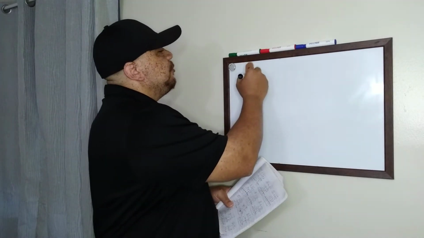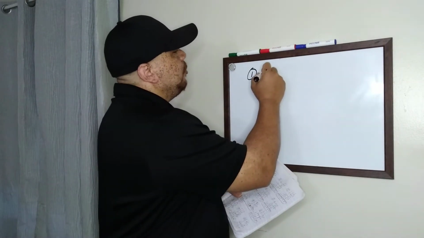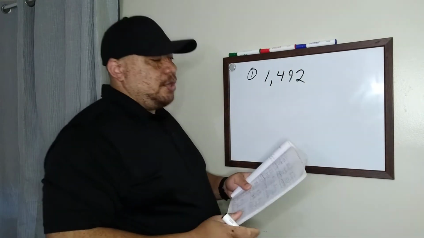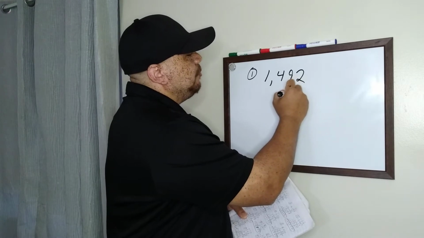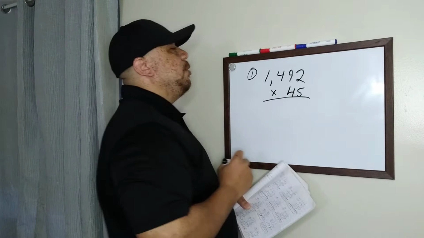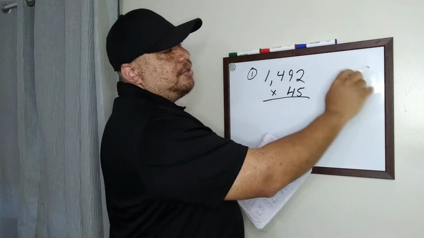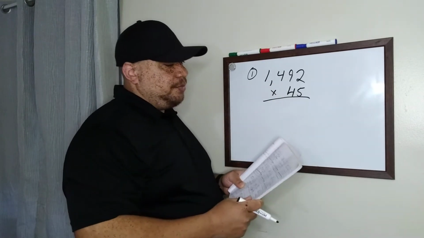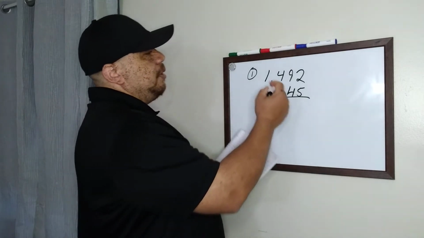Okay, so this was the first one, and I multiplied 1,492 to 45. So this is what we call stacking them, so we can actually work them out manually. So this is how you work them out manually. If they write them horizontally, you have to kind of rearrange it where we can work them out here. Okay, so I'll just get started.